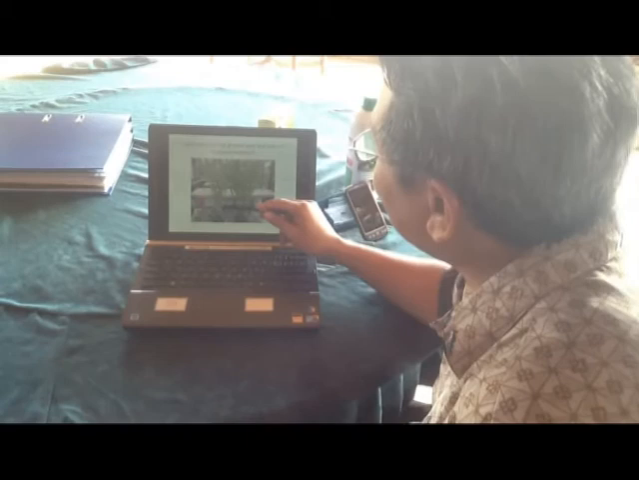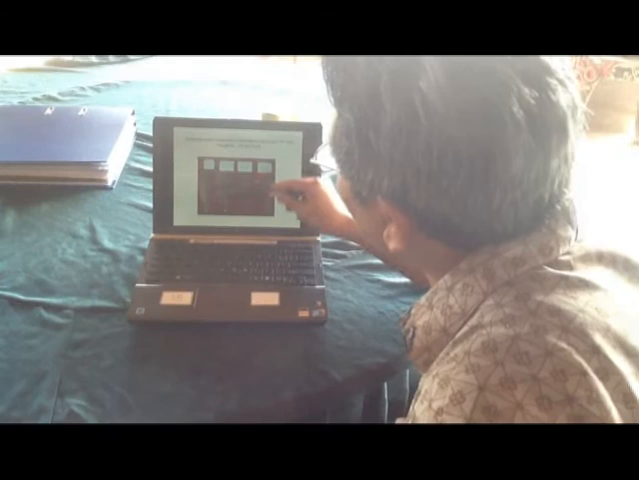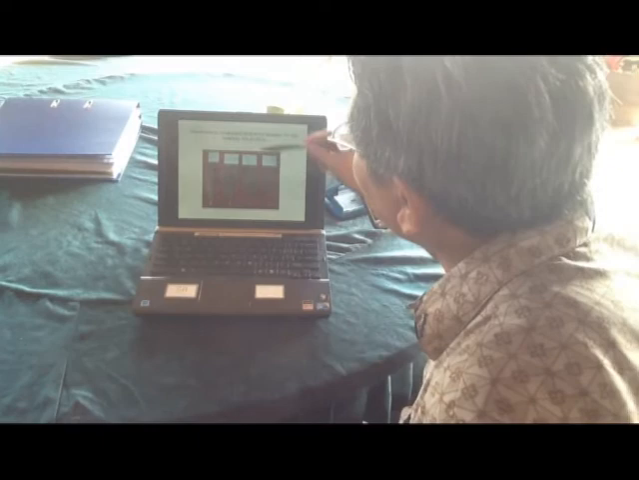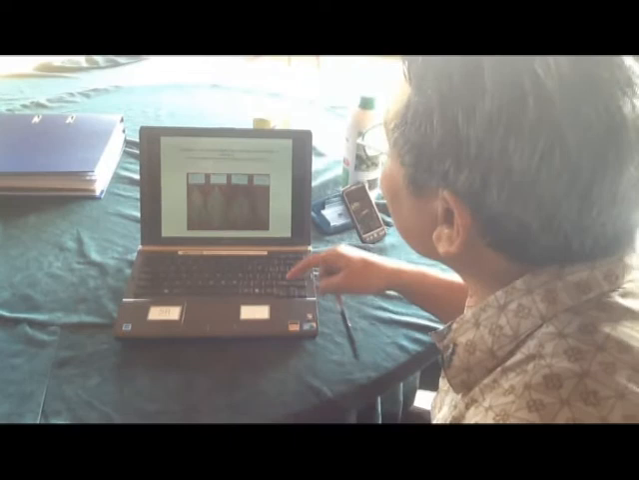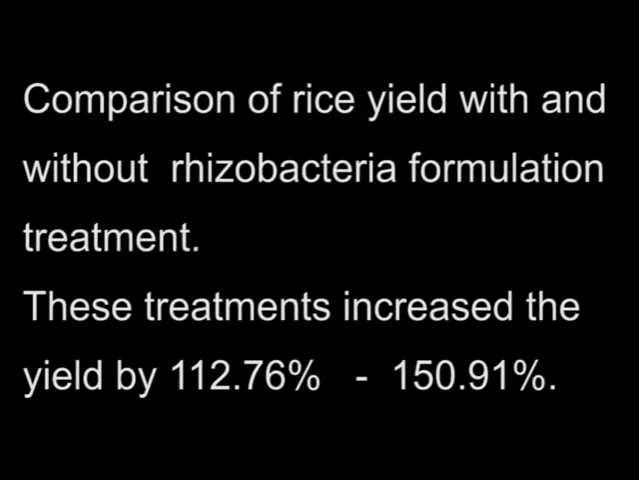And also if you look at the root system, this one is treated, but this one is the control. It is a little bit longer, but the total volume of the roots is much more here than the control. The mechanism, of course, is that they improve the root system. If you look at the yield of this compared with the control one, the yield is also higher, very significantly higher. This is a greenhouse experiment.